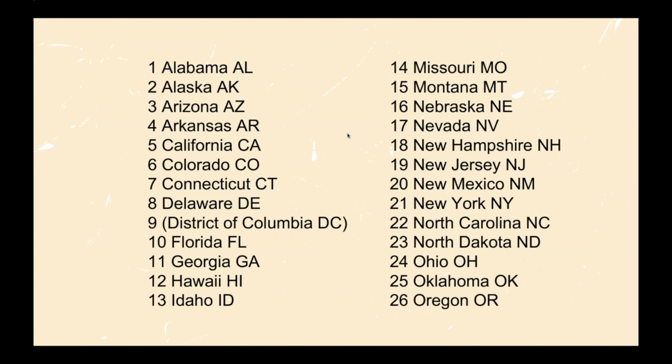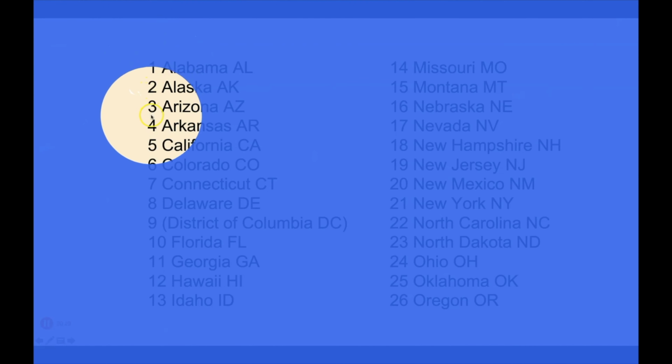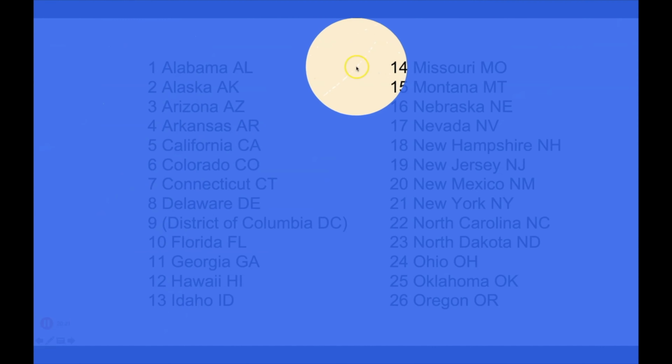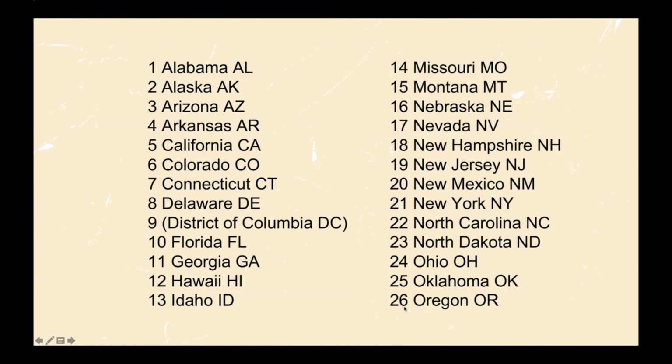Now, if you remember, I said that there are 50 states in the United States, and every state has 2 letters it goes by. We call these abbreviations, okay? So here we have how many states? 1, 2, 3, 4, 5, all the way to 26. We're missing 24 of the states.